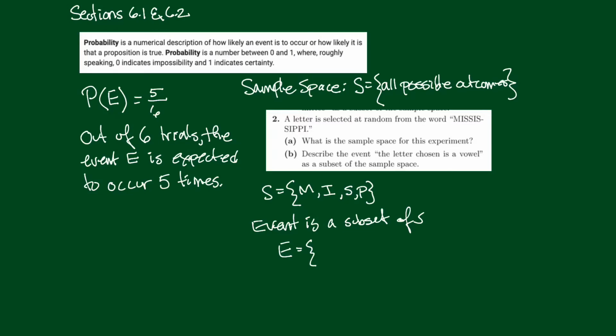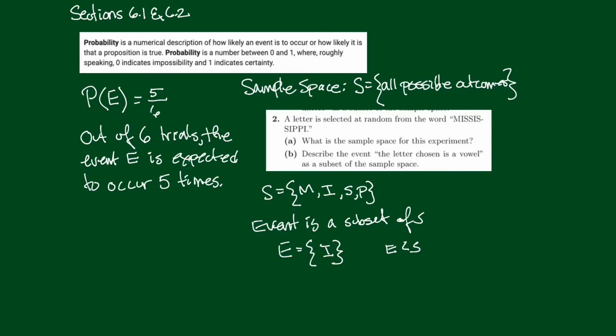And in part B here, what we could do is describe the event. The letter chosen is a vowel. Okay, so let's draw a vowel here. So what could happen in the word Mississippi? What are the vowels? I, that's it, right? So the subset would be this. And sure enough, E is a subset of S.